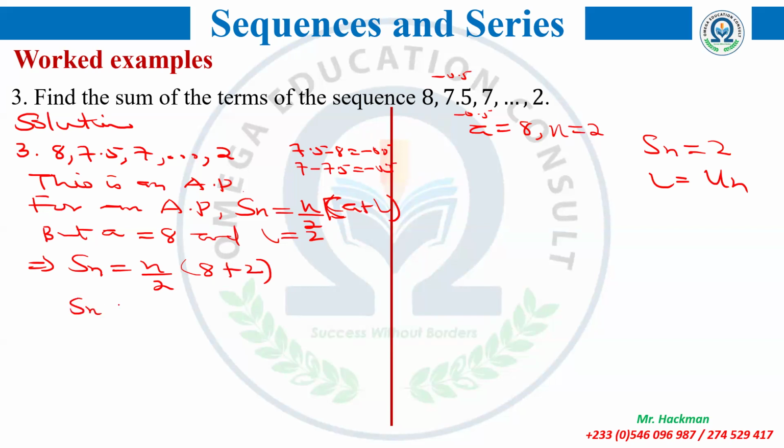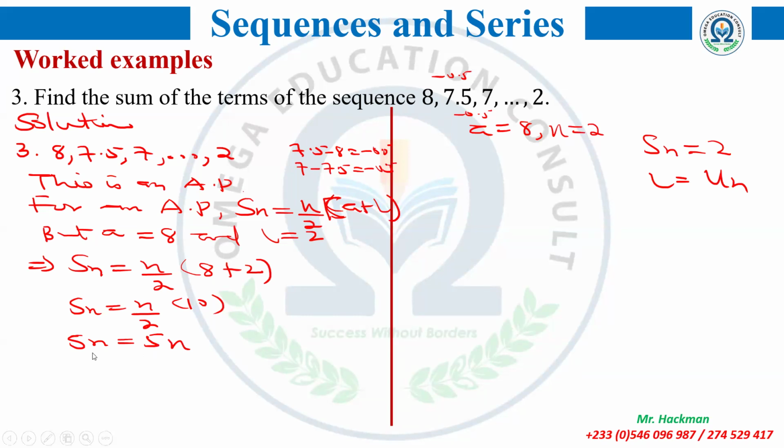Okay, which gives you S sub N is equal to N over 2, then into 10. I can choose not to repeat the S sub N again and just write equal to. So that will give you 5N. Is that clear?